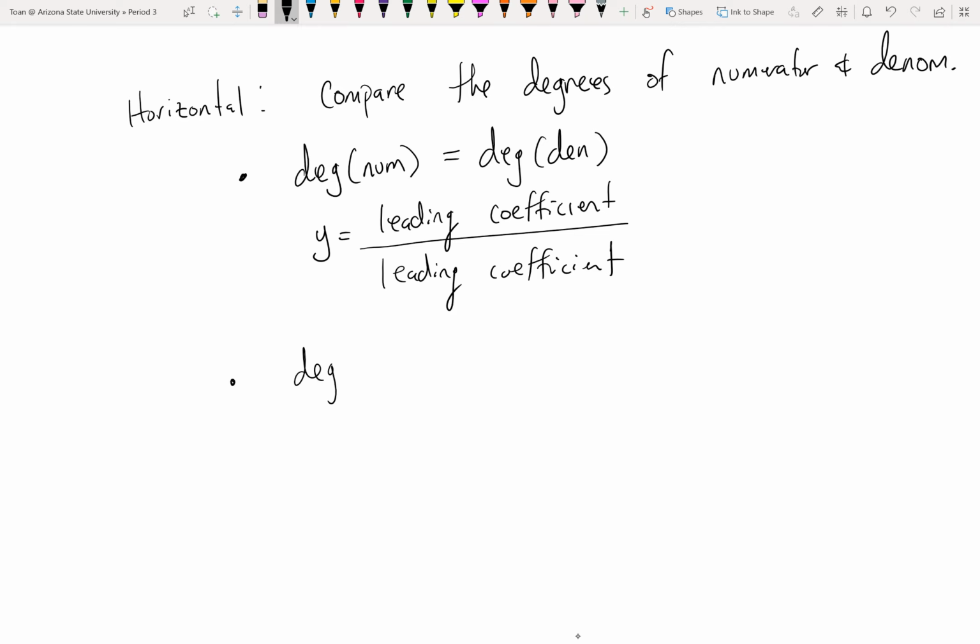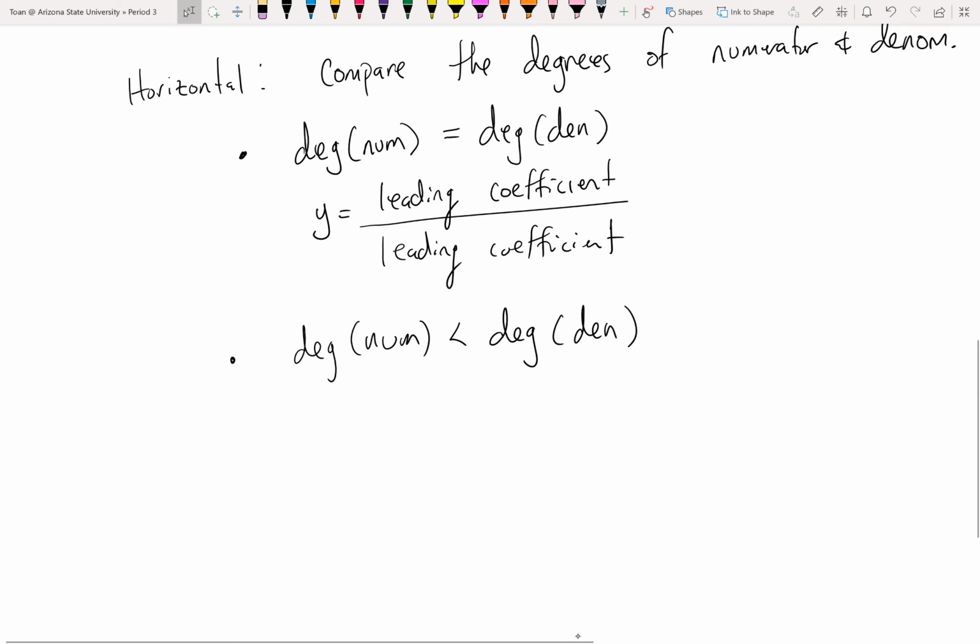Well, what are some other possibilities? Well, they could be the same or they cannot be the same. And if they're not the same, one has to be bigger than the other. So let's say the degree of the numerator is smaller than the degree of the denominator. If that's the case, your horizontal asymptote, you don't have to do any thinking. It's always y equals 0, always.